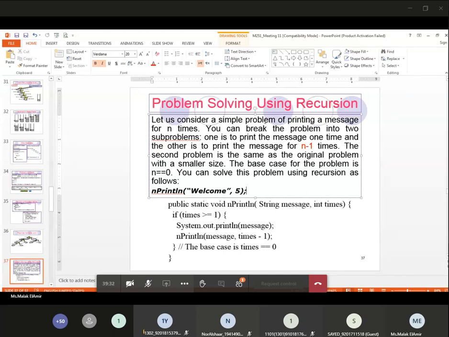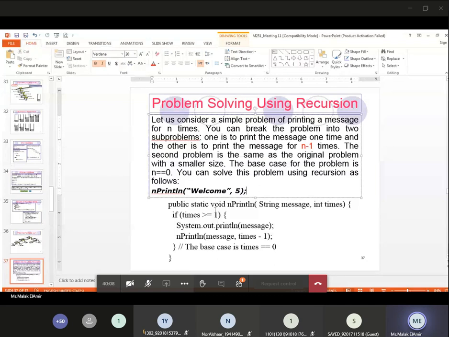You can break the problem into two sub-problems, if you want the simple problem of printing a message n times. So it will be a problem and sub-problems. How? I'm going to print the first one, first n, then iterate again with n minus 1, and again n minus 1, again n minus 1. Once I get 0, I'm going to stop.